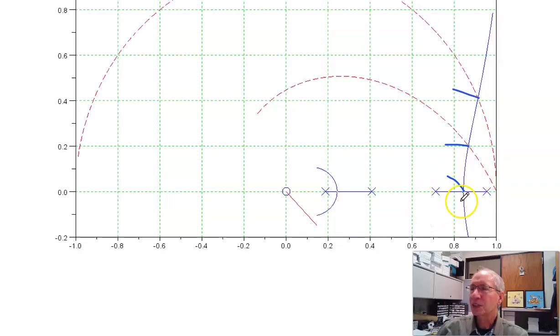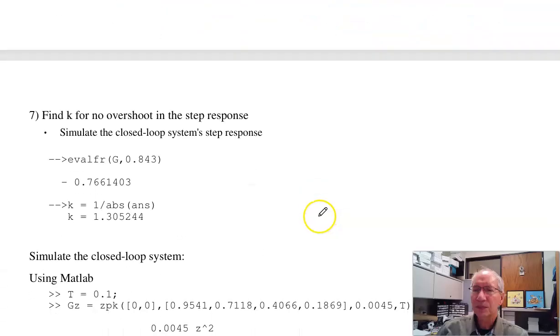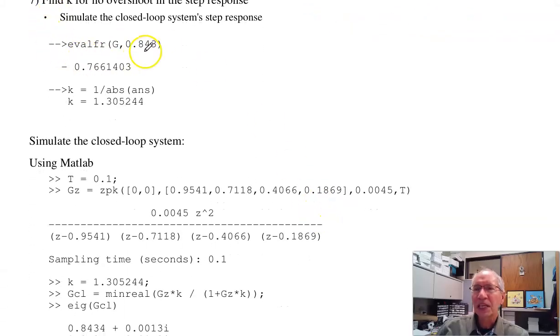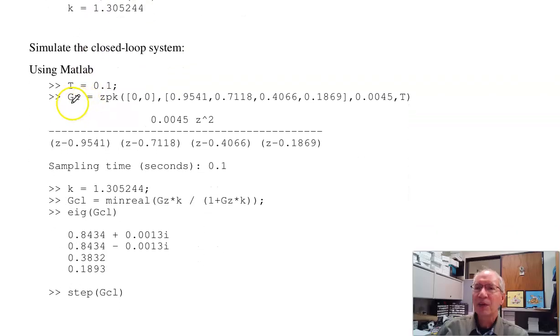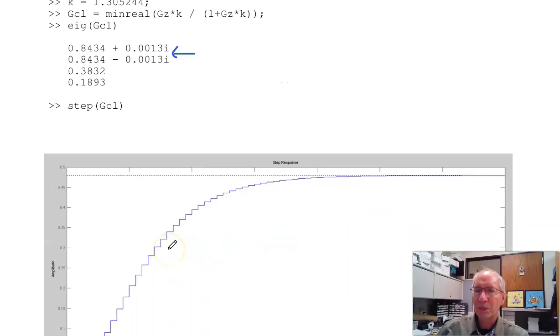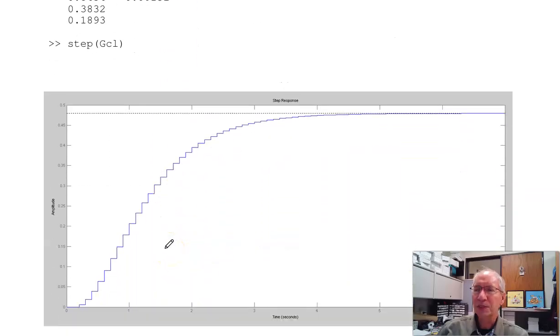Problem 6, I choose the breakaway point. At that case, S or Z is 0.843. Find the gain at 0.843, it's negative, which means you're on the root locus. Gain isn't 1, pick K to make the gain 1. So there's K. Form the closed loop system. Here's G, K, closed loop system, and sure enough, I've got the poles at almost the breakaway point. And your step response to the closed loop system.